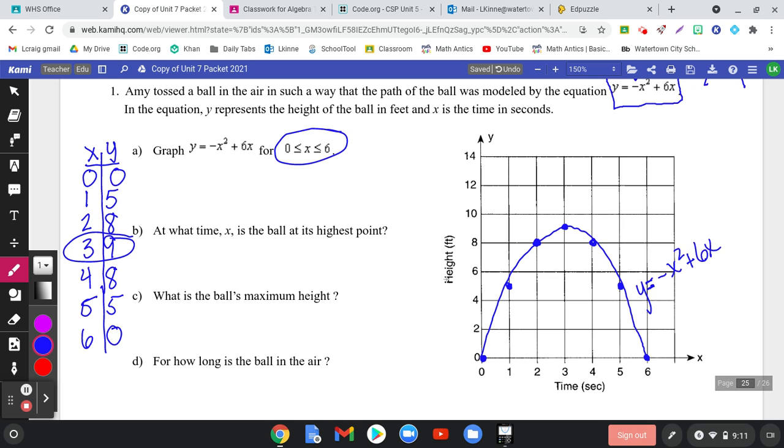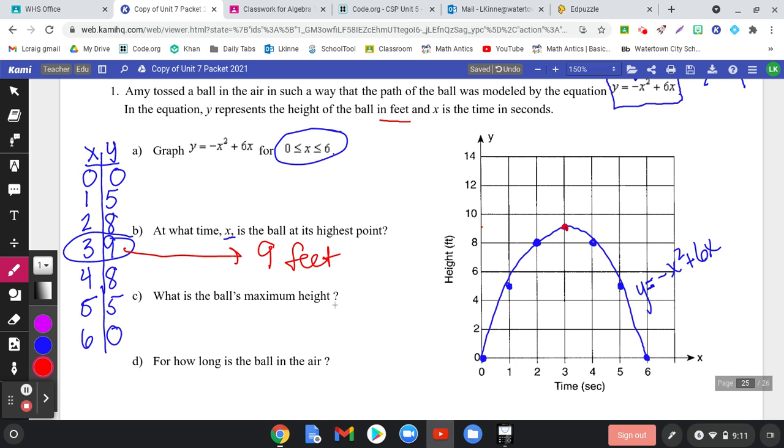All right, let's answer some questions. At what time x is the ball at its highest point? Well, our highest point is up here at the max. The tallest that ball gets up to is 9. You can find that right in your vertex as well. And it's the height of the ball in feet, so 9 feet.